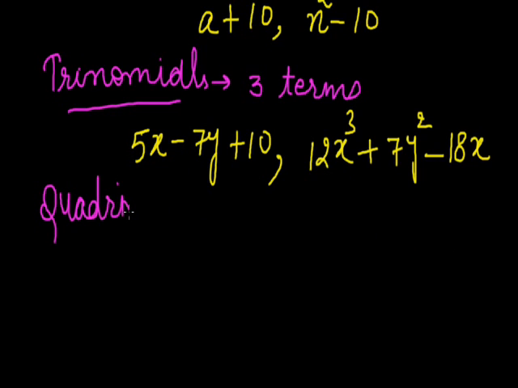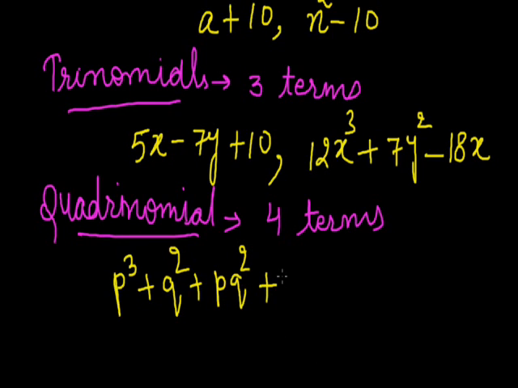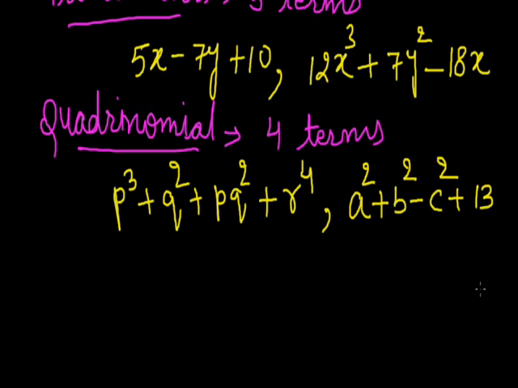The fourth category is quadrinomial. Quadrinomial is having 4 terms. For example, p cube plus q square plus pq square plus r to the power 4. This is having 4 terms in the variables p, q and r, or we can say a square plus b square minus c square plus 13. It is also a quadrinomial because it is having 4 different terms.